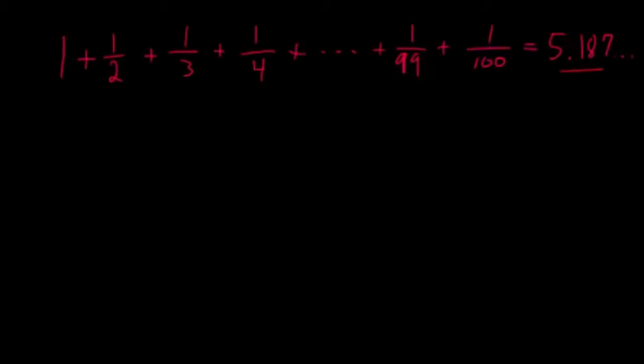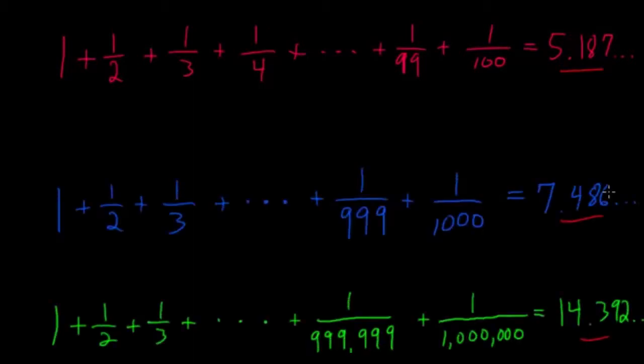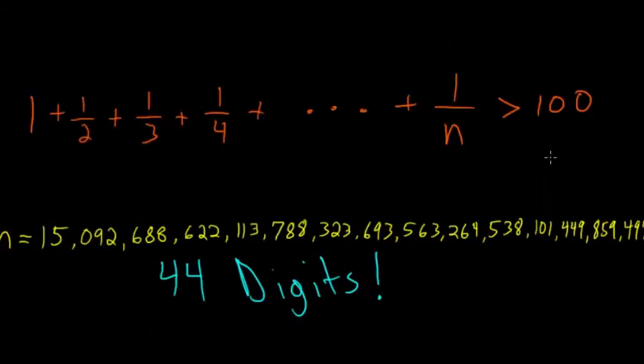The first 100 terms of the harmonic sequence add to 5.187, the first 1000 terms add to 7.486, and the first 1 millionth term adds to 14.392. Now, in order for the sum to be over 100, n needs to be over 44 digits. What this proves is that the number is getting bigger and bigger as you add more terms.